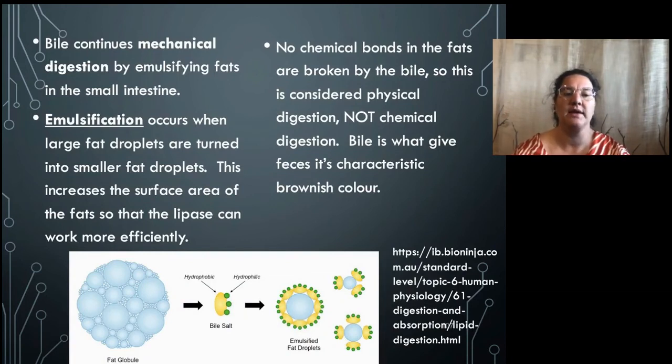And bile is important because it continues the mechanical digestion by emulsifying fats. So bile allows our fat molecules to become soluble in water. If we had a bunch of oil floating on water and we added bile, it would help those oil particles break down and become more soluble in water, also known as emulsification. So this increases the surface area of the fats so that the lipases can work more effectively. This doesn't change the structure of the fats, so it's considered physical or mechanical digestion, not chemical. It breaks down the globule of fat into smaller parts, so it has more surface area, but it doesn't change the fat component itself.